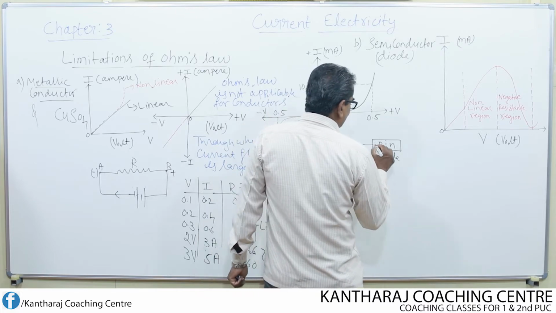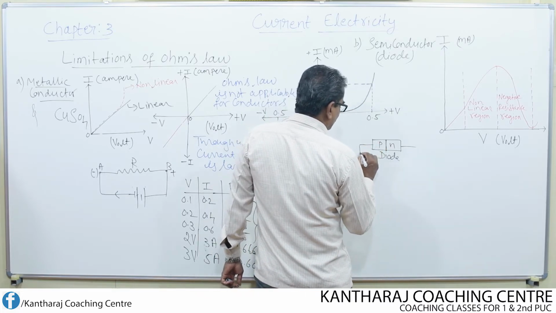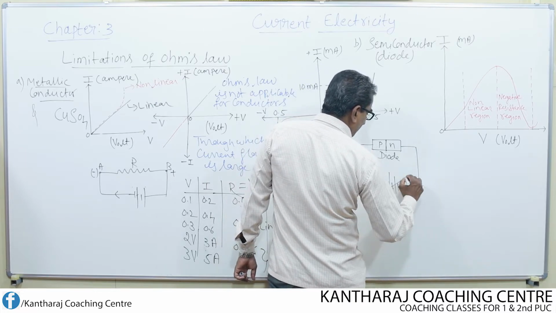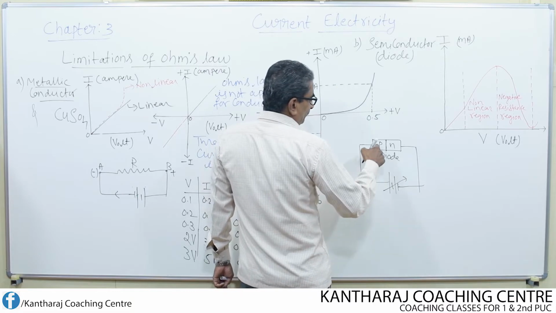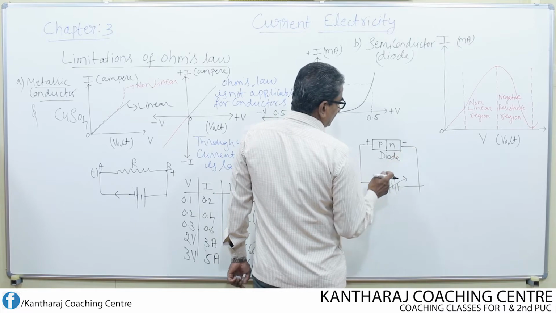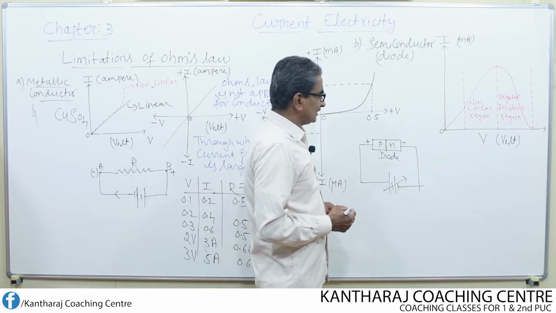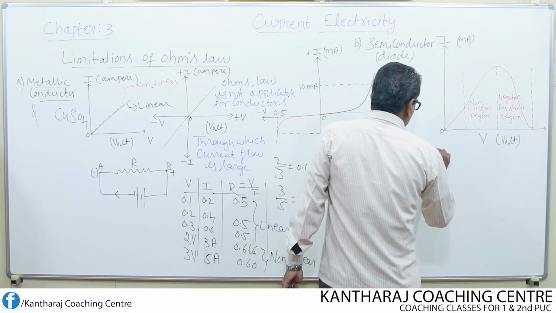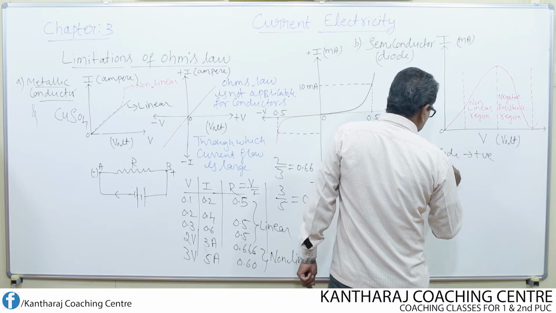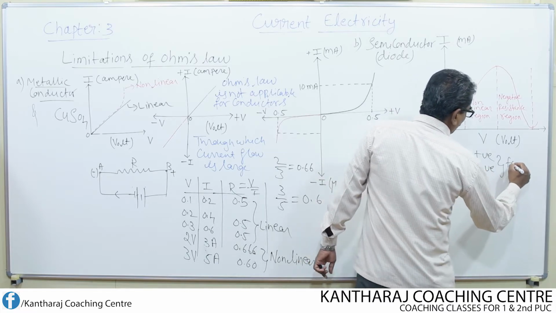Suppose I connect this to a source, once again to a variable power supply. If the P side is connected to positive and the N side is connected to negative, then we say that it is said to be forward biased.